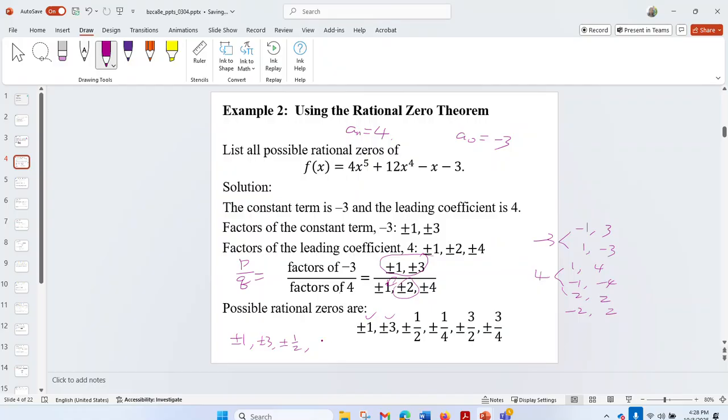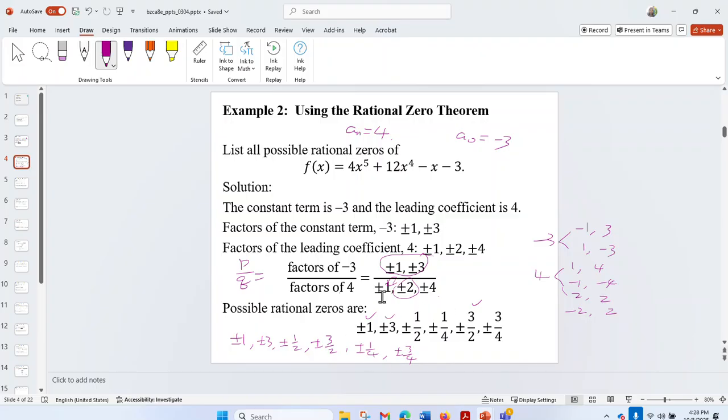Everything divided by 2, 3 over 2. So you have 3 over 2 here, right? And then everything divided by 4, so 1 over 4, 3 over 4. That kind of thing. Okay, this one is just trying to put it in ascending order. All right, so that is the possible rational zeros, okay?